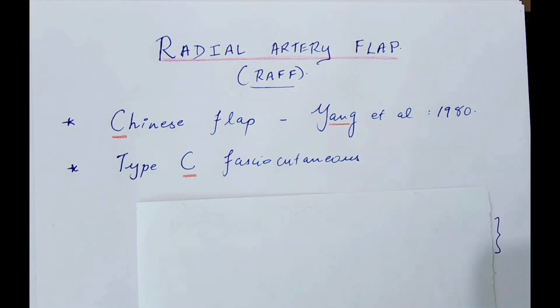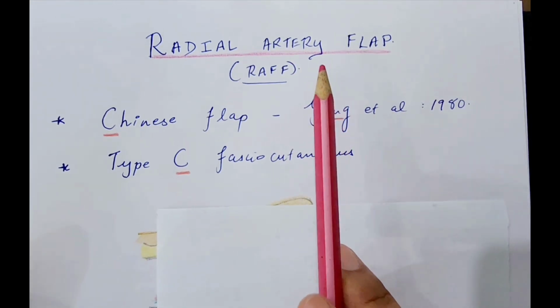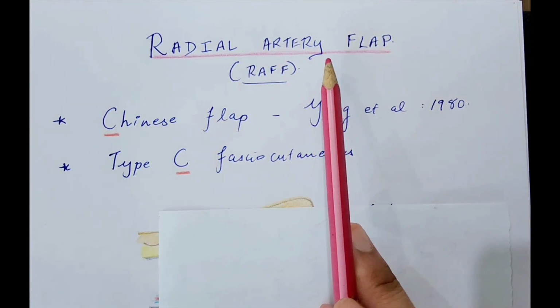So we are going to start with a completely new series on the commonly used flaps. We will have its description and then a video on flap markings as well. We are going to start with one of the commonly used flaps, which is the radial artery forearm flap, also known as the radial artery free flap.